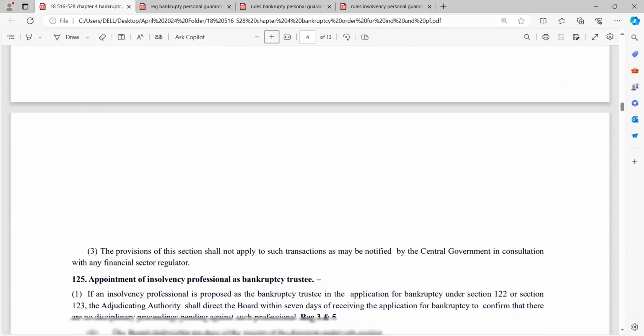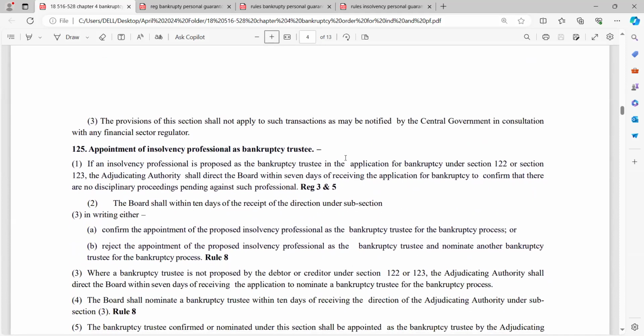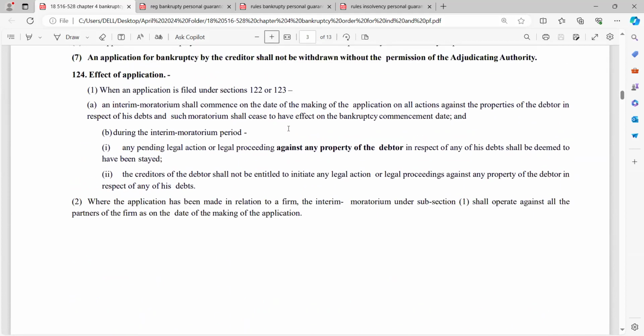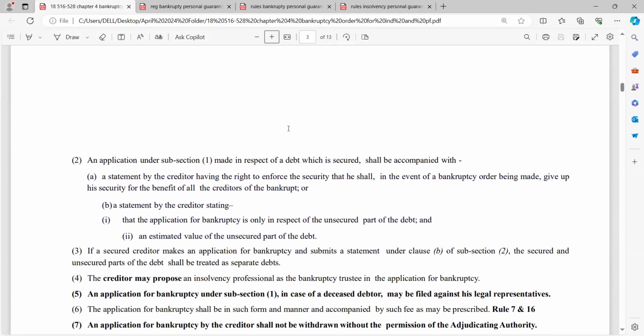So, same provisions. The provisions of this section shall not apply to such transactions as may be notified. So here the question arises: whether the secured creditor can enforce his security during bankruptcy.